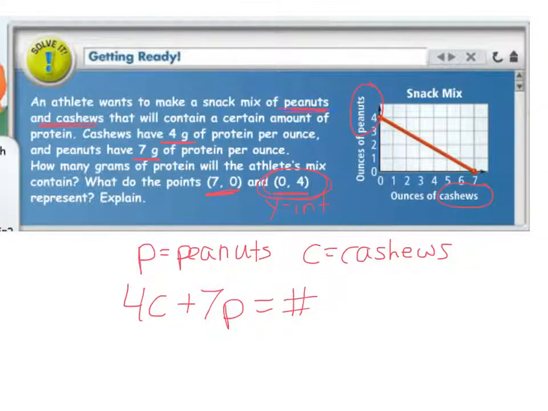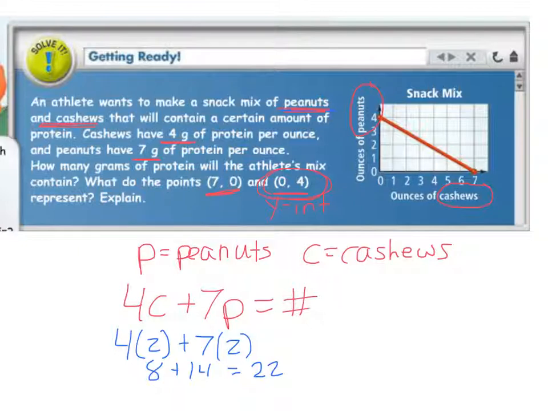Then it says, how many grams of protein will the athlete's mix contain? Well, it all depends. If I have 2 ounces of cashews, it's going to be 4 times 2, and if I have maybe 2 ounces of peanuts, plus 7 times 2, that's going to be 8 plus 14, which is 22. But there's different situations. You could have 3 ounces of each. We'll get to that more, but it says, what do the points 7, 0, and 0, 4 represent?